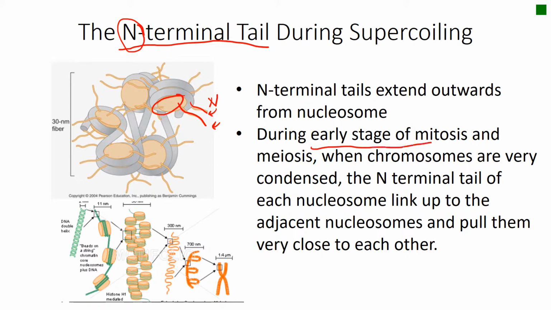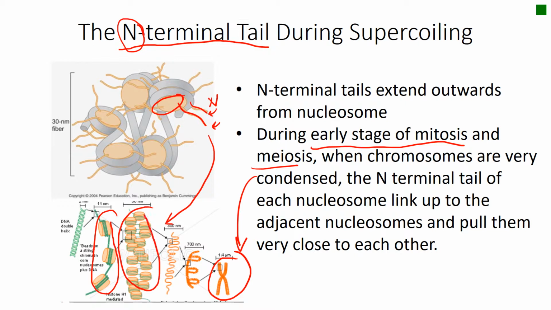During the early stage of mitosis and meiosis, chromosomes are very condensed, as you can see from here. Why? Because you know that in mitosis and meiosis, the sister chromatids are about to be separated. So they have to be very short and condensed. Now, this is the function of the N-terminal tail. As you can see from here, the nucleosome gets very condensed, and then it will become the chromosome that exists in the early stage of mitosis and meiosis.